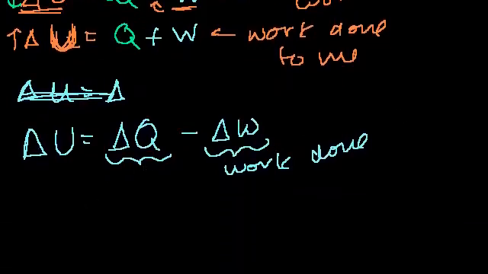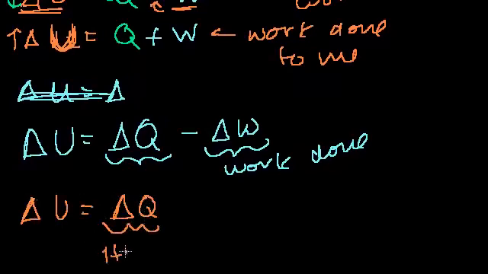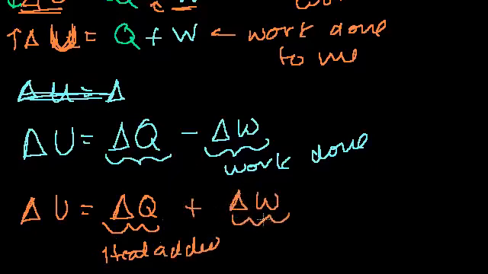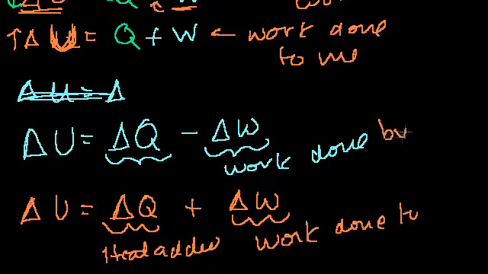Or you might see it written like this. Change in internal energy is equal to heat added. Even this kind of reads to me as change in heat, so I'll just call this the heat added, plus the work done onto the system. So this is work done to. This is work done by the system.